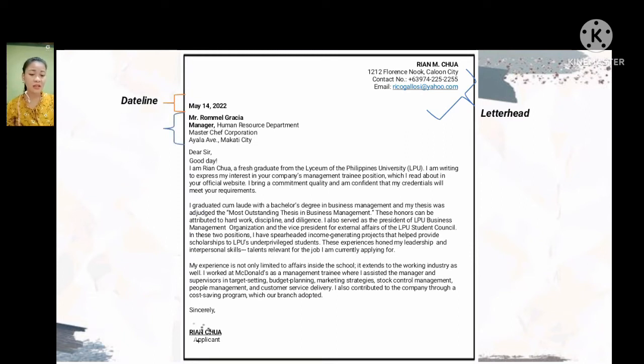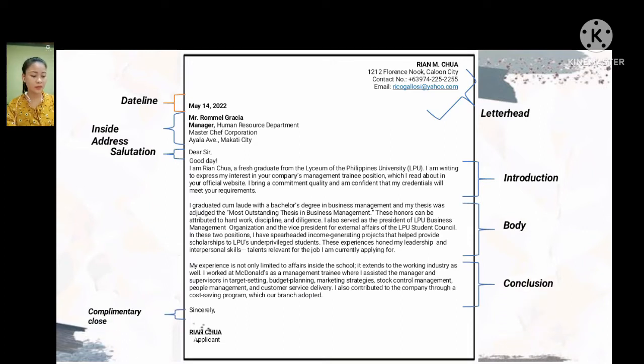The inside address consists of the name of the receiver, the position, the department or the business title if applicable, and then the company name and the company address. We also have here the salutation, the introduction, body, conclusion, and then the complementary close, the signature, and the signature block.